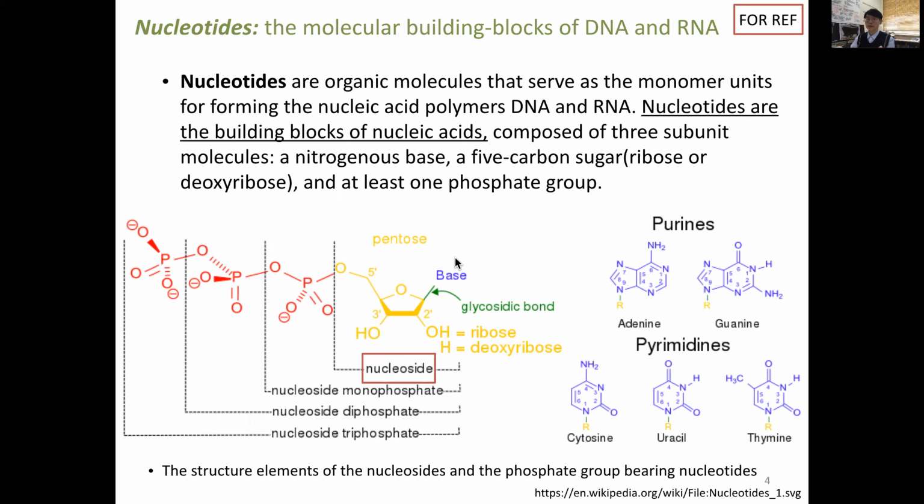And the base determines the kind of nucleotide. You can see a double ring structure, which are the purines, containing adenine or guanine, or a single ring structure called the pyrimidines: cytosine, uracil for RNA, and thymine for DNA. So these are the structural elements of the nucleosides and the phosphate group bearing nucleotides.